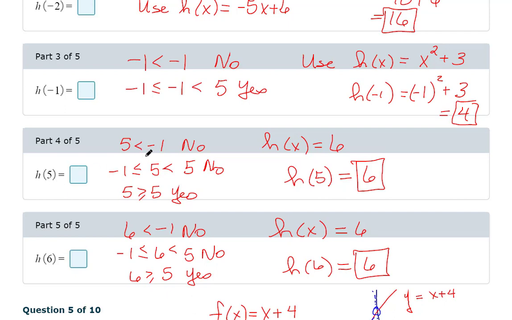Is 5 less than minus 1? No. Is 5 in between minus 1 and 5? No. Is 5 greater than or equal to itself? Yes. So that gives me the third rule. The third rule is a constant function. There are no x's on the right-hand side. So h of anything will be 6. H of 5 is 6. And similarly, the last one, h of 6, that falls into the third category. 6 is greater than or equal to 5. Therefore, h of 6 is 6.